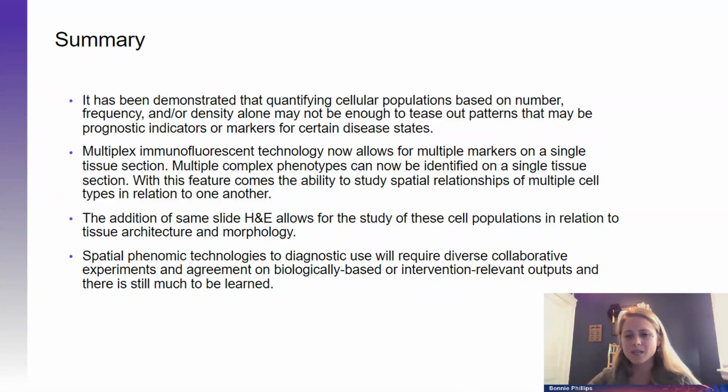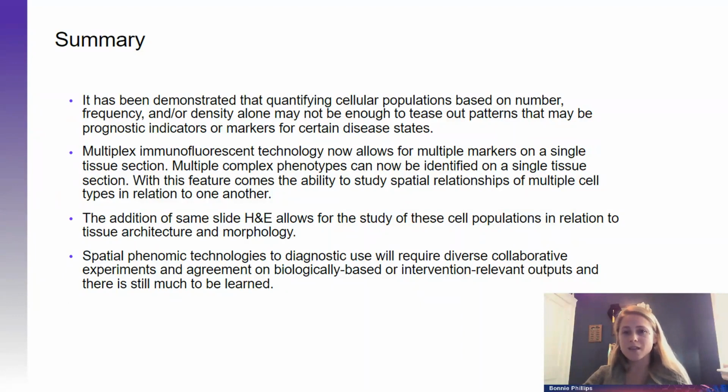So multiplex immunofluorescence technology allows for multiple markers to be put on a single tissue section. So not only are we able to now quantify multiple complex phenotypes, but we can then incorporate a same slide H&E that will give you the multiple phenotypes, their spatial relationships to one another, all while having the ability to have a classic pathologist annotation, as well as observing the tissue architecture, as well as cell morphology. So this allows you to have a much greater amount of information on a tissue section that can be used to gain a greater understanding of the spatial environment.